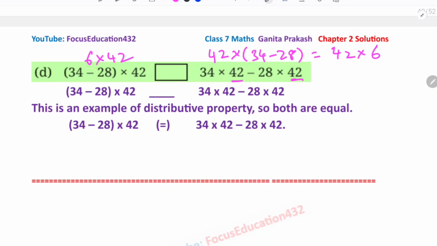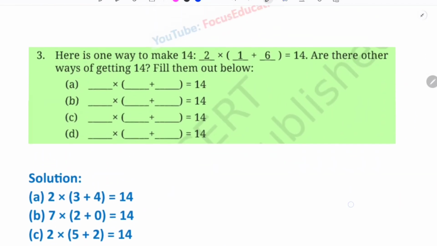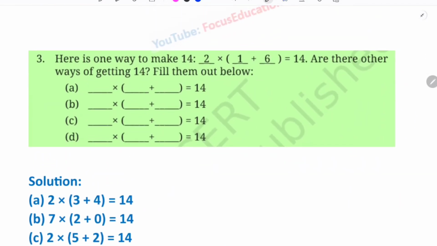So both sides, what are we getting here? 6 multiplied by 42, 6 multiplied by 42. So both are equal. So LHS equal to RHS. I have given here some more explanation with notes. You can go through this one. Now the next question, third question.